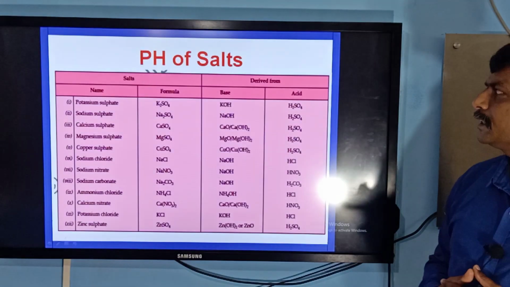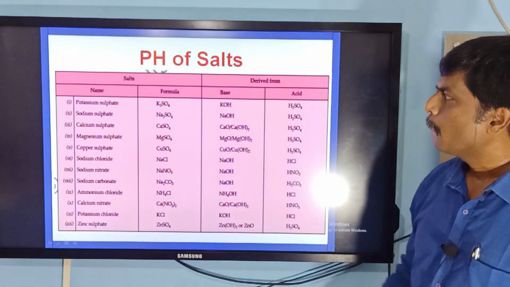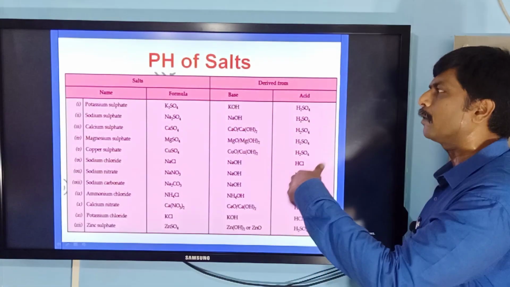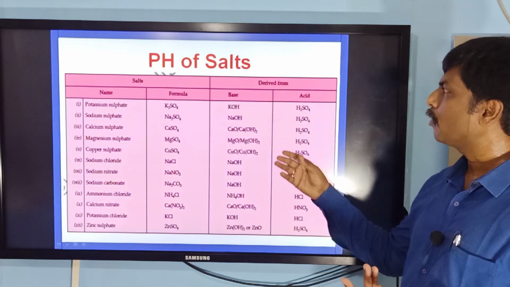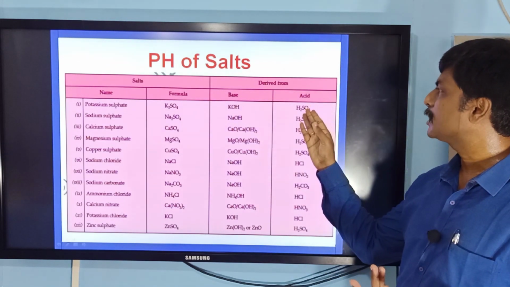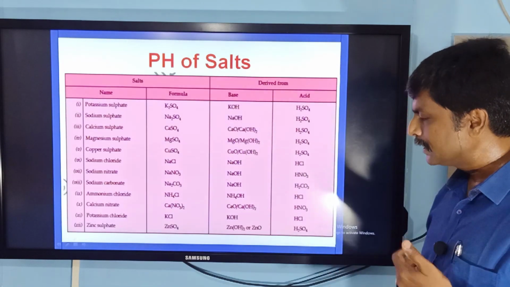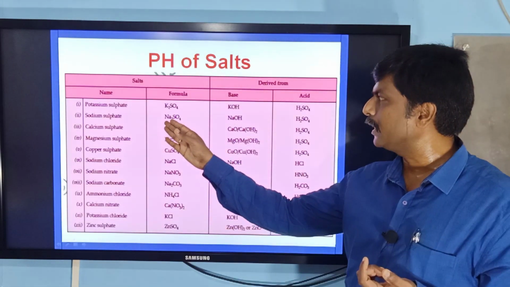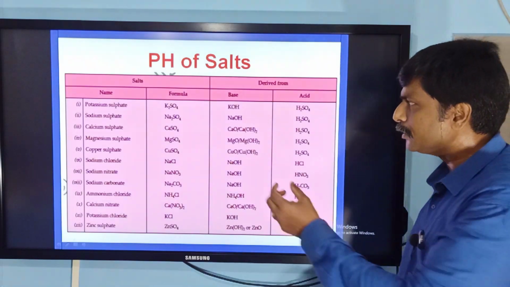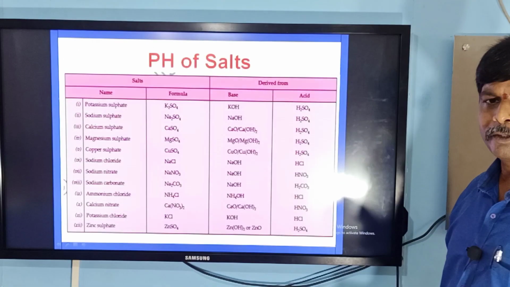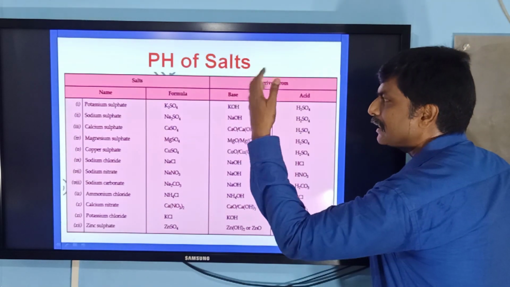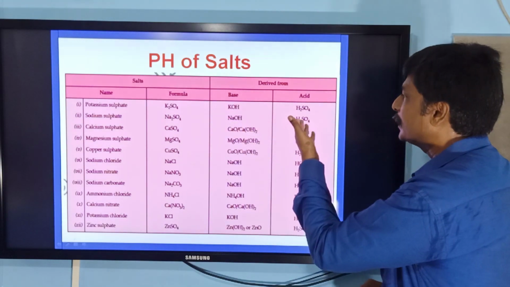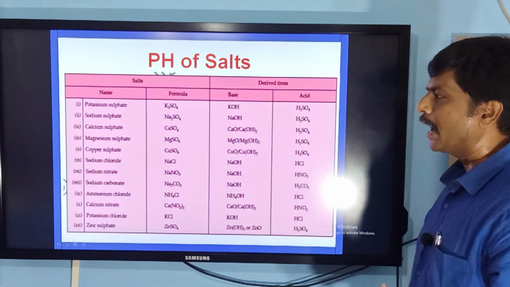Now you will see the pH of some salts. Take the first salt, potassium sulfate. Its formula is K2SO4. How is this K2SO4 formed? It is formed by the reaction of acid H2SO4 and base KOH. Similarly, take one more salt, sodium sulfate. Its formula is Na2SO4. From where is this sodium sulfate formed? It is formed from acid, sulfuric acid, and base, sodium hydroxide.